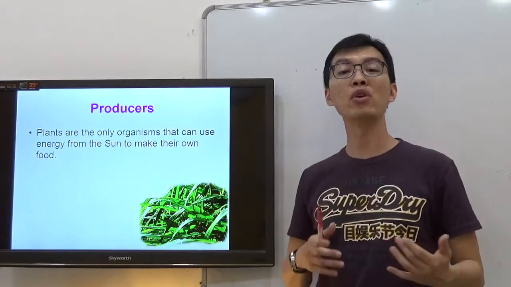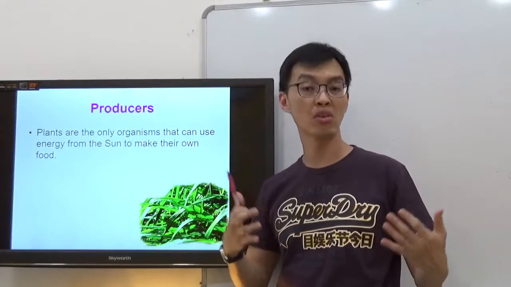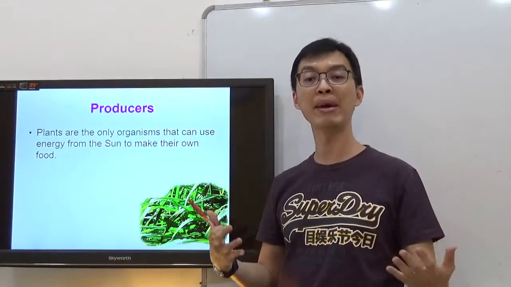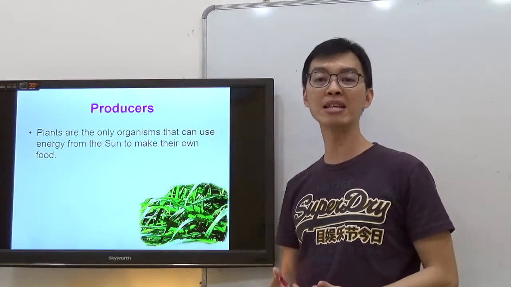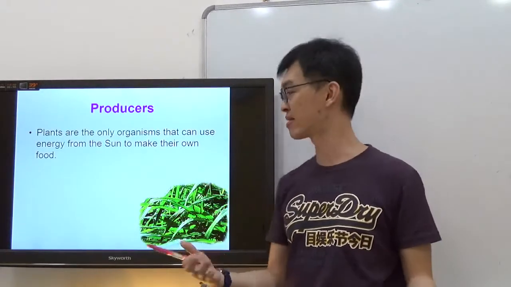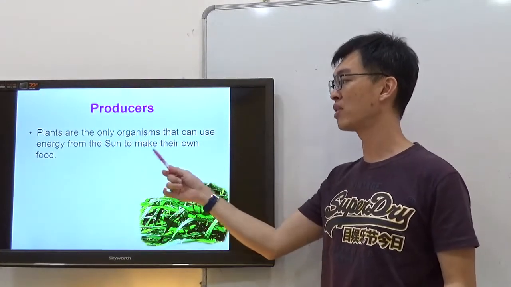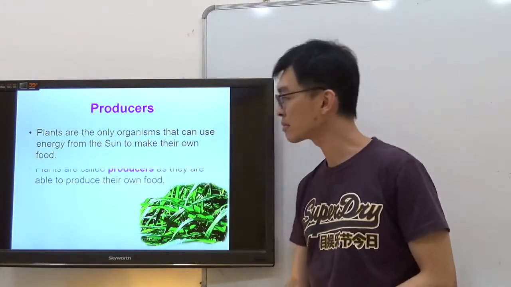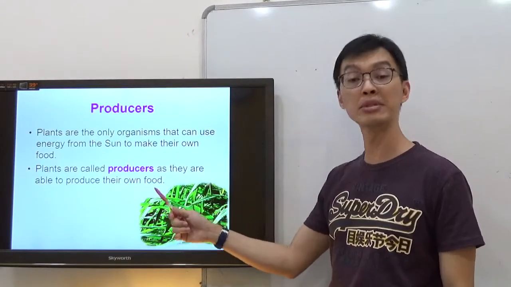Now we're going to talk about the word producer. As the word suggests, producer means organisms that make food. They produce food. So the only organism that can produce food is plants. Plants are the only organism that can use energy from the sun to make their own food. Plants are called producers as they are able to produce their own food.